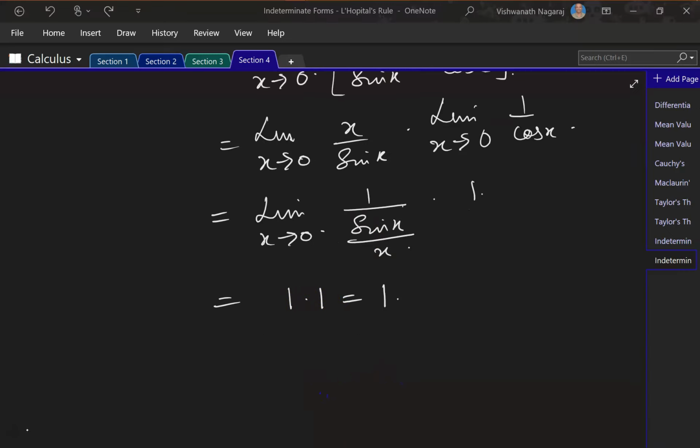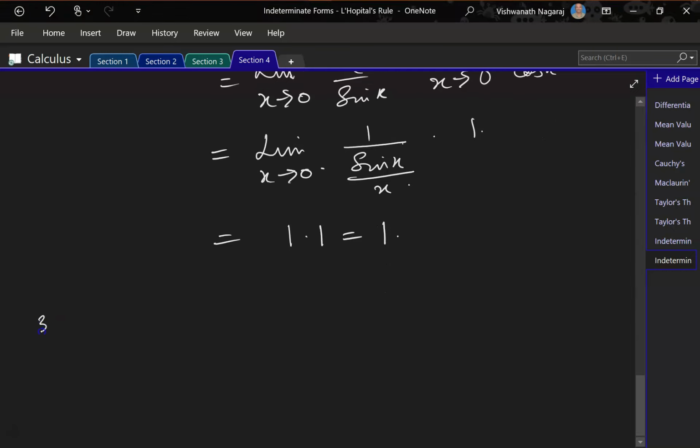Another way of doing the same thing is apply L'Hopital's rule again. So differentiate this again, x by sin x. You will get 1 by cos x. So 1 by cos x. Cos 0 is 1. So 1 by 1 is 1. Let's do one more.